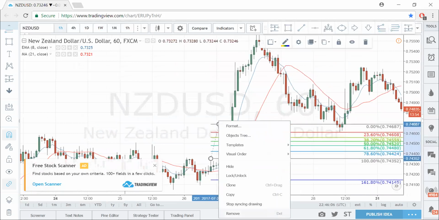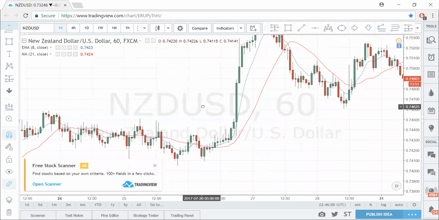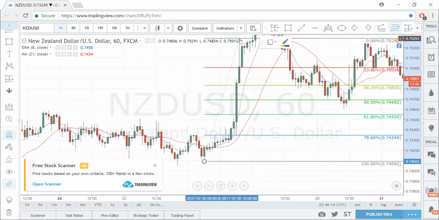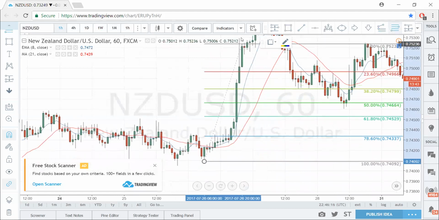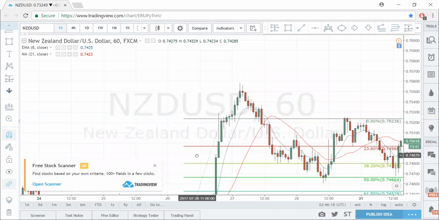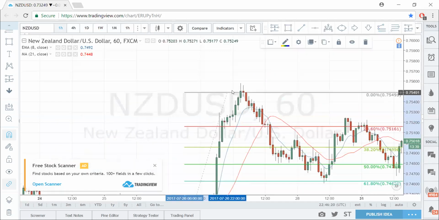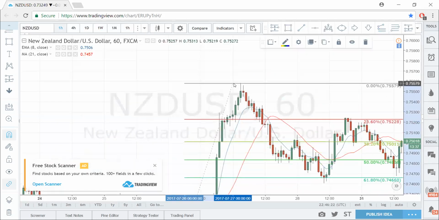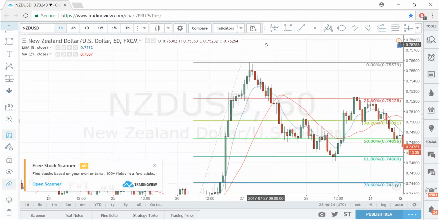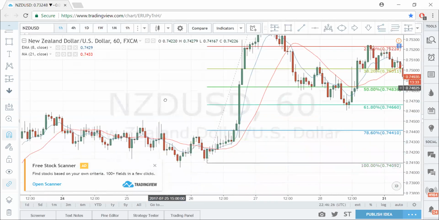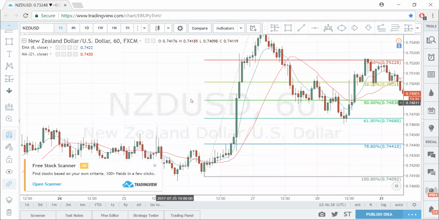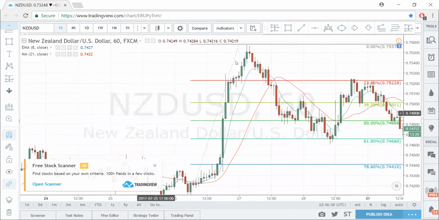Sorry, let me remove this. You draw in your Fibonacci from the lowest all the way to the highest. Let me put it here. I'll extend it all the way to the highest here, right? Now you're looking for where price is going to turn. So, price turned all the way down to where?